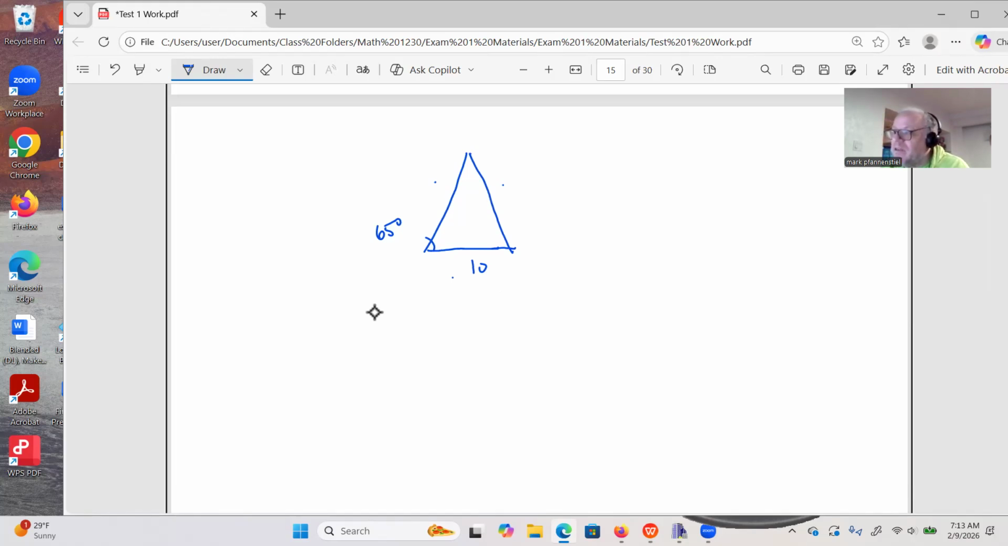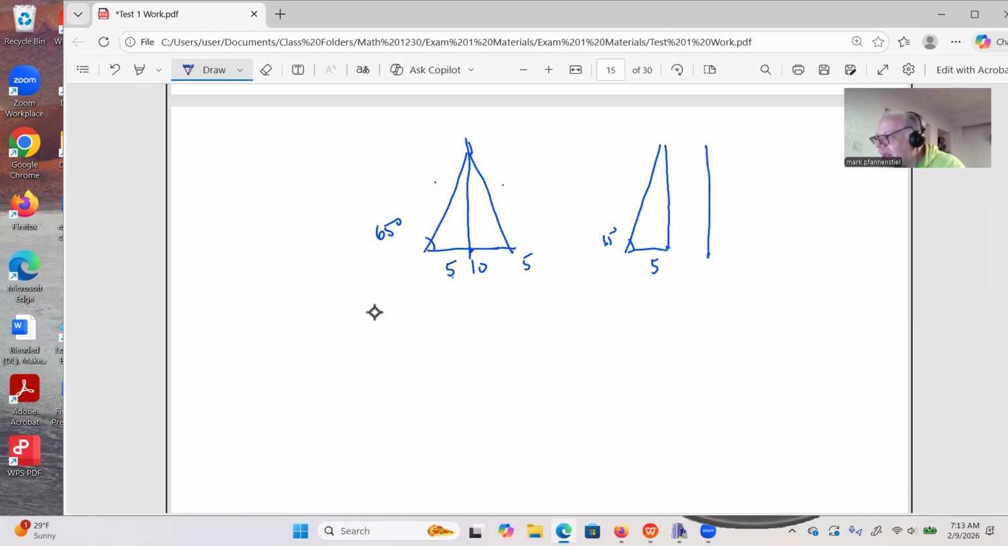So again, we can only deal with right triangles. So we're going to split this guy down the center. Okay. And unlike the previous problem, we know this one is isosceles. So this does have a center, and we can say that each side here is going to be 5. Okay, so we pretty much have two triangles like this. Here's 5. Here's my 65 degrees.